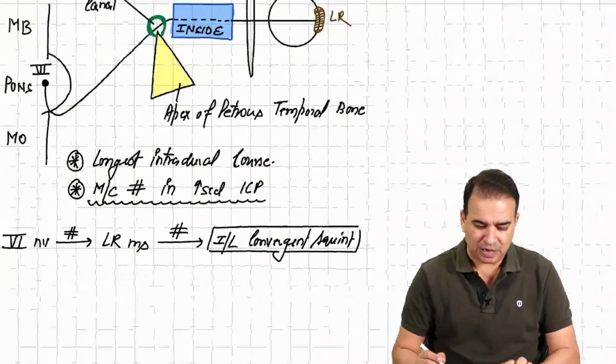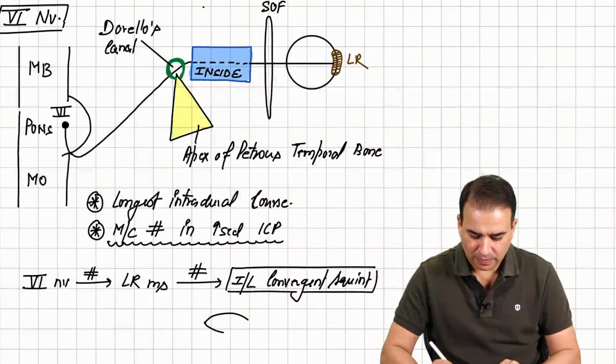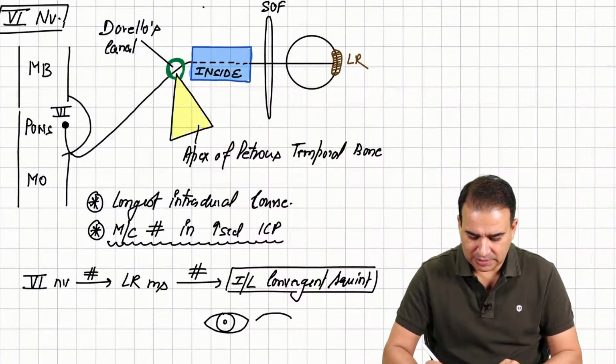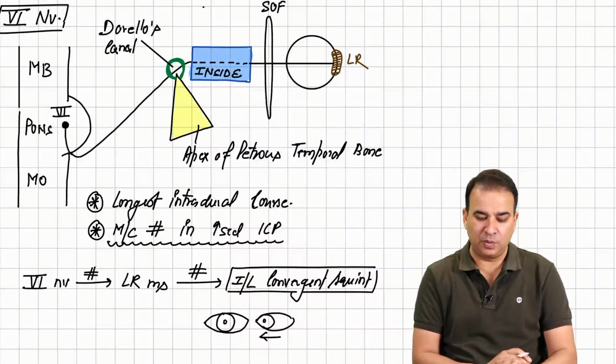How will this ipsilateral convergent squint look? If I have to show you diagrammatically, this is a normal eyeball. Once again, that's a normal eyeball. And let us say this is the case of convergent squint. So you will see it's a convergence. It's converging toward the medial side. Adduction, the eyeball is adducted here. That is how convergent squint will look.